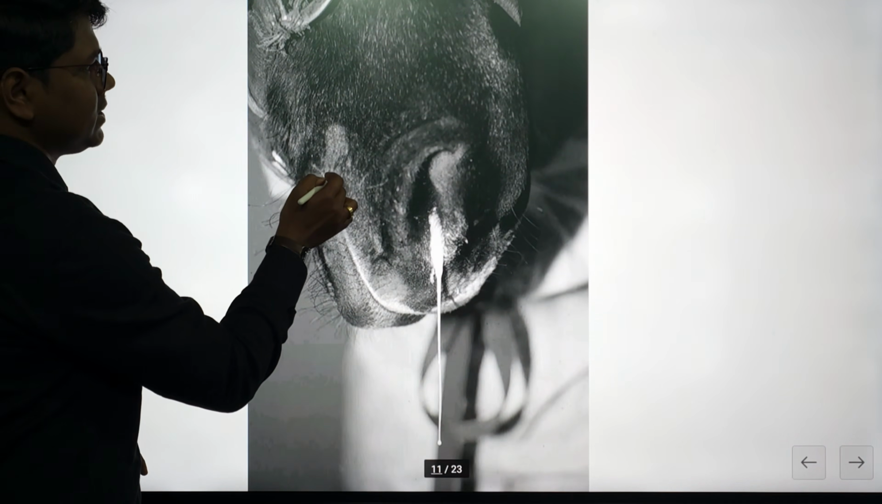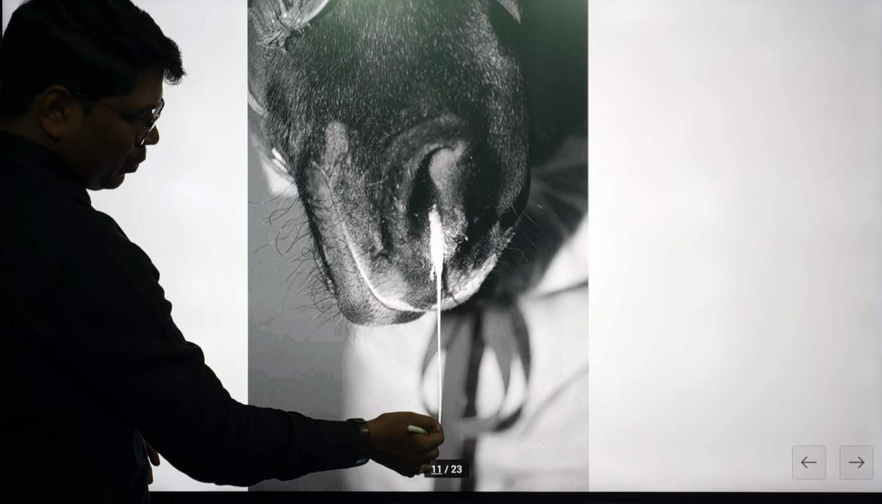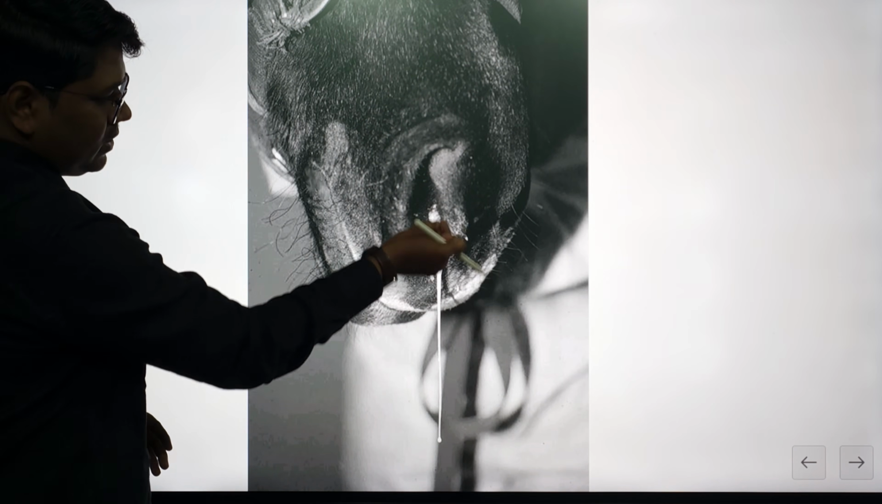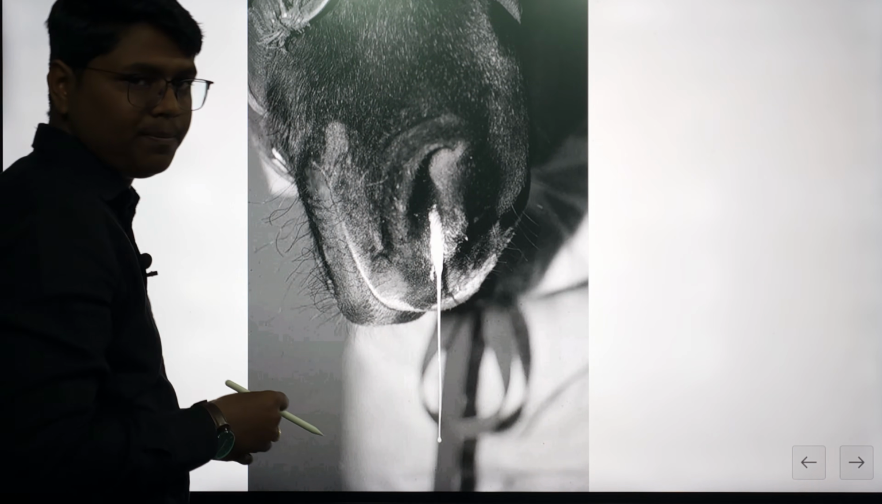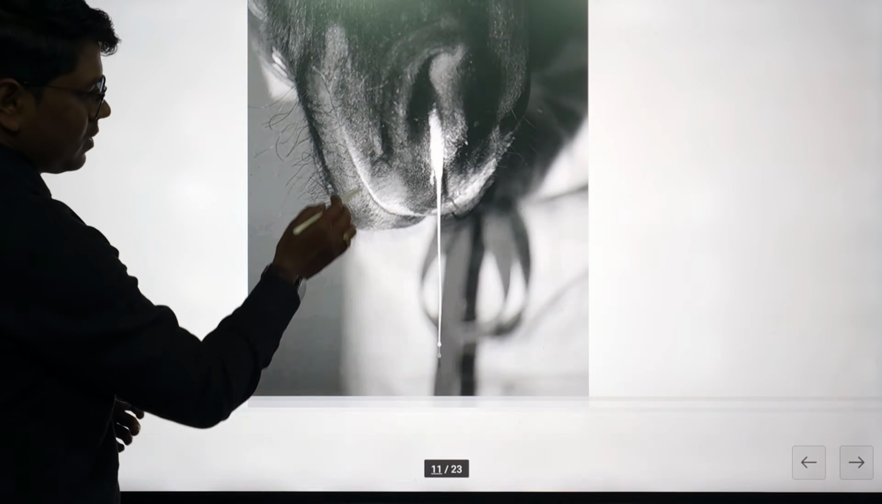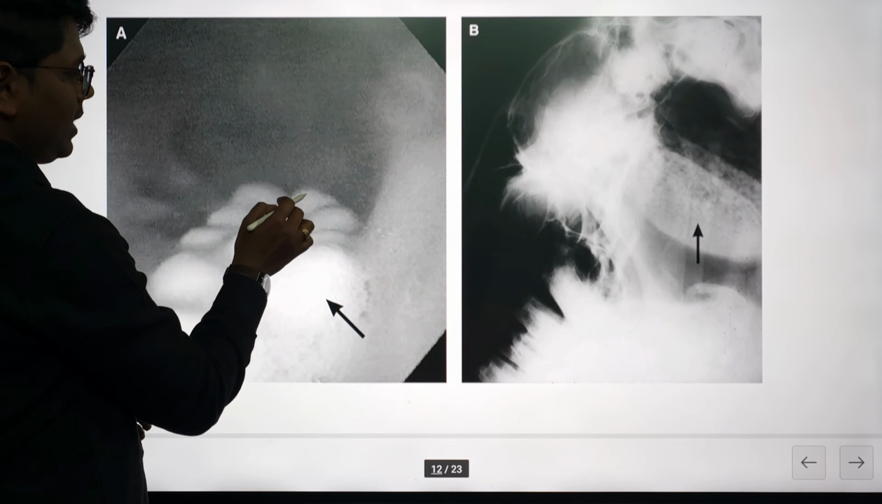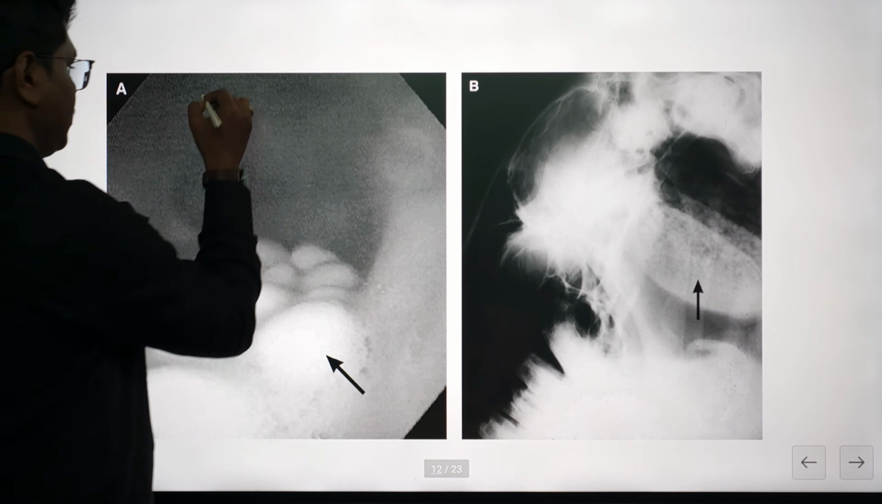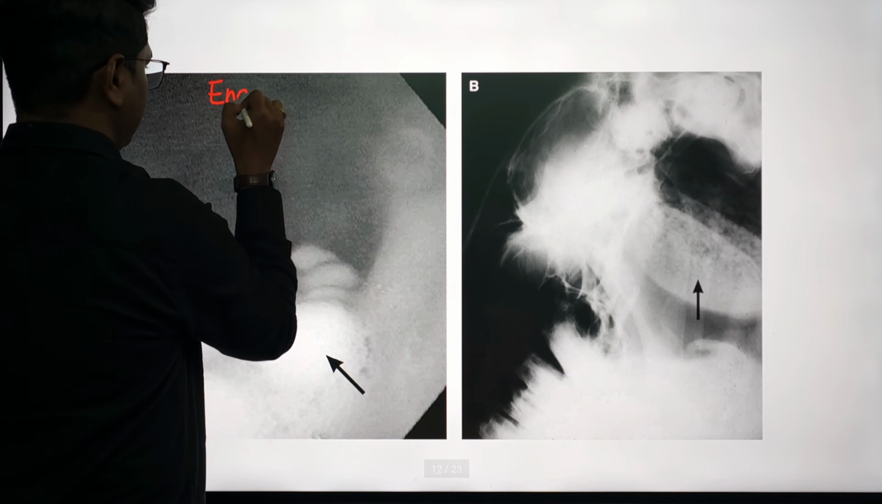So this is the image. You can see this very sticky mucopurulent discharge hanging from the nose. When the head is lowered, this particular mucopurulent discharge may come out. This is the radiographic image as well as the endoscopic image.